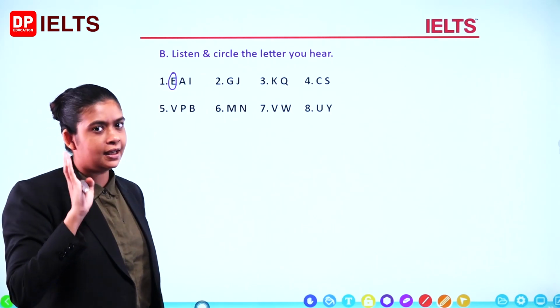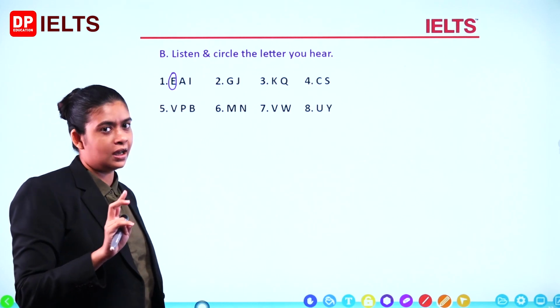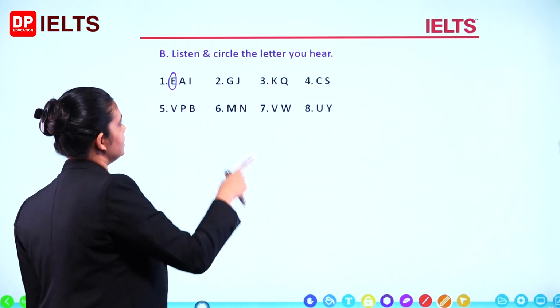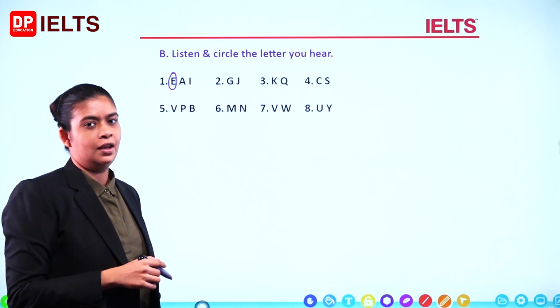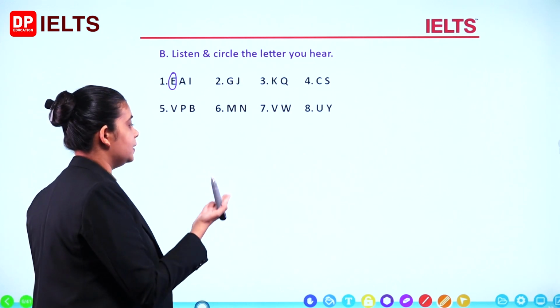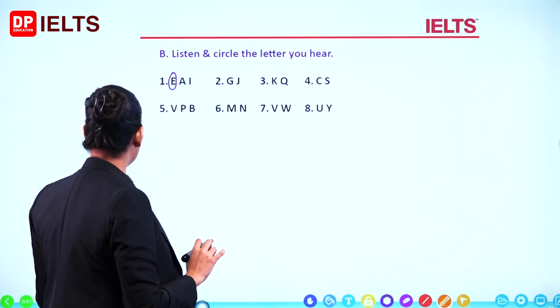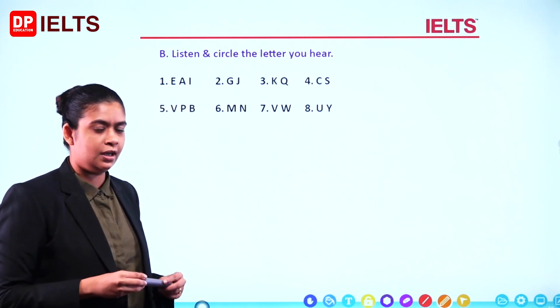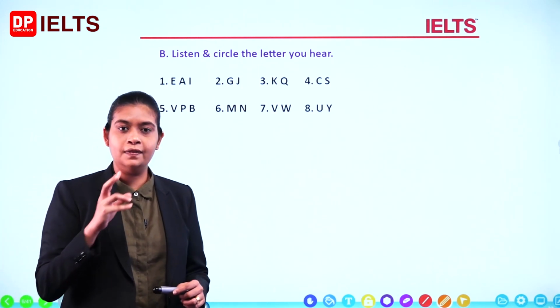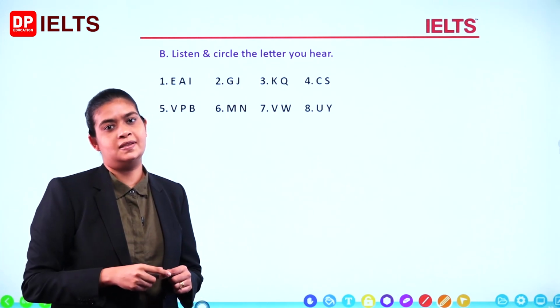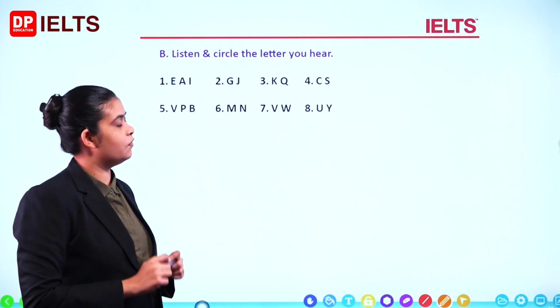So you have to listen carefully. They will tell the letter twice. Listen carefully and circle the letter you hear. Now, if you can't circle it, just jot down at least in your notebook what the letter was. Alright? So remember, you will hear the recording once only. And in that recording, they will repeat the letter twice. Ready? Right, off you go.